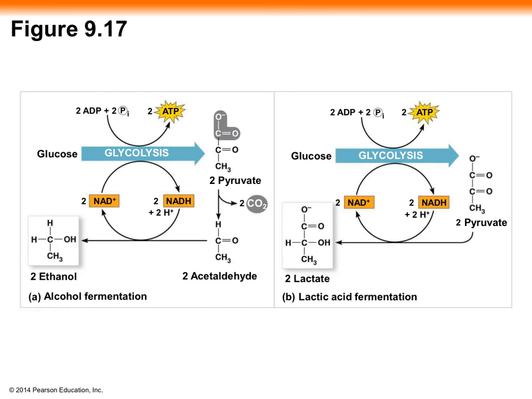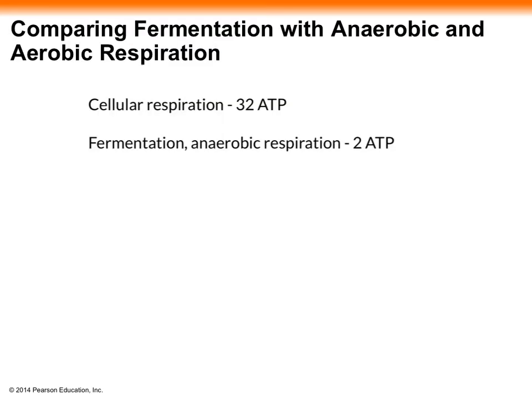This figure shows the two types of fermentation side by side. On the left-hand side, you'll notice alcohol fermentation, where we use pyruvate to eventually make ethanol. On the right-hand side, in lactic acid fermentation, pyruvate is used to make lactate or lactic acid. Again, this depends on the organism and its ability to either produce alcohol or lactic acid.